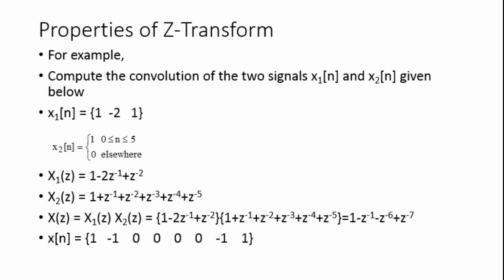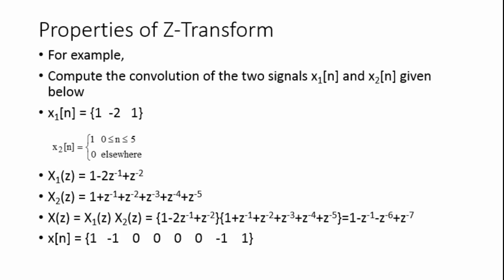Then if I take z transform of x1 of n, I can write X1 of z as 1 minus 2z inverse plus z to the power minus 2. And if I take z transform of x2 of n, I get X2 of z as 1 plus z inverse plus z to the power minus 2 plus z to the power minus 3 plus z to the power minus 4 plus z to the power minus 5. Then by the convolution property, X of z is equal to X1 of z into X2 of z.